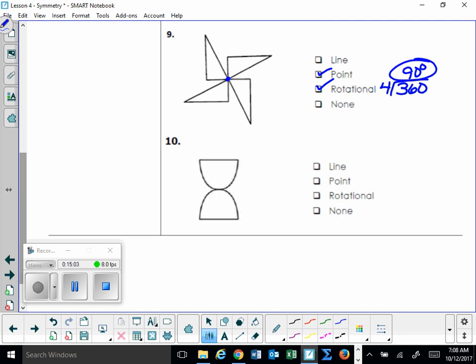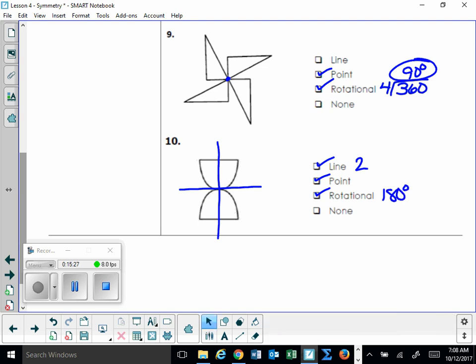Not sure what this is supposed to be either, but this random shape, what do you think? I'm catching two lines of symmetry. I think that yes, this will rotate 180 degrees and look exactly the same. And I also think that is the only angle it rotates at in terms of rotational symmetry.